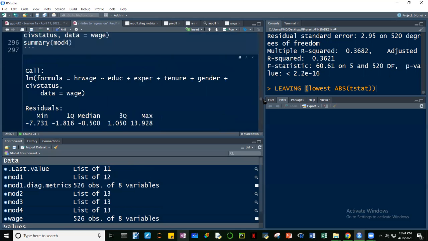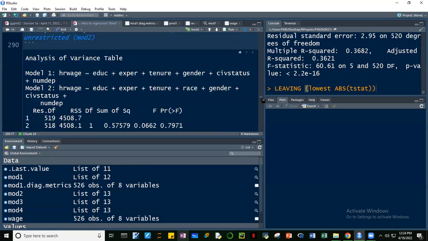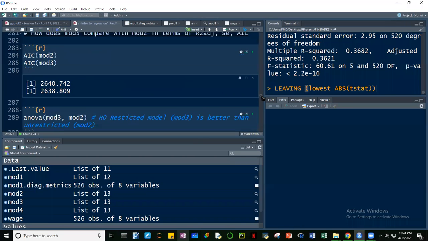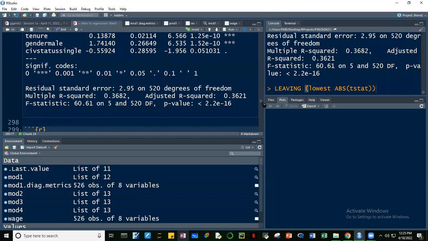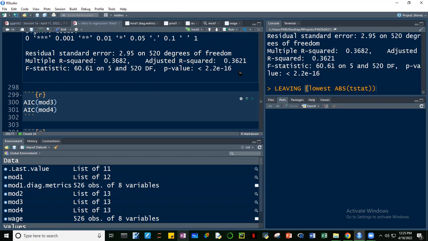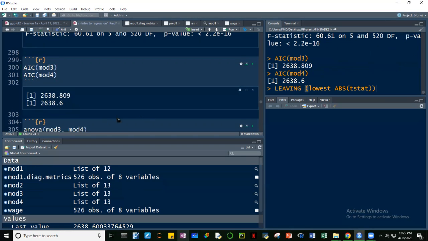Okay, so if we compare model 3 and model 4, mas mataas yung adjusted R squared ni model 3, 36.31. Ito, 36.21 lang. Okay? So, model number 3 was able to explain more the variability of your dependent variable. But let's see, guys, in terms of AIC. So, hindi lang natin tinitingnan yung adjusted R squared, pati itong AIC.